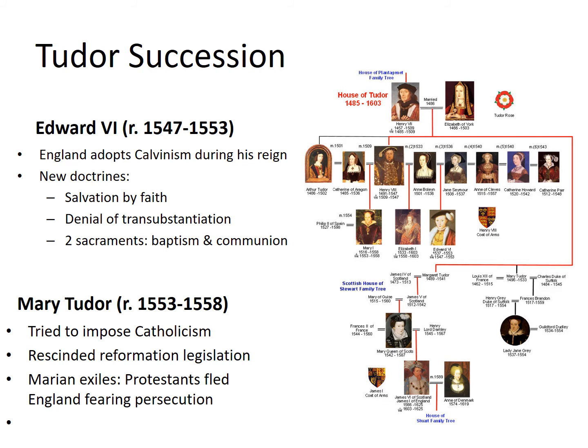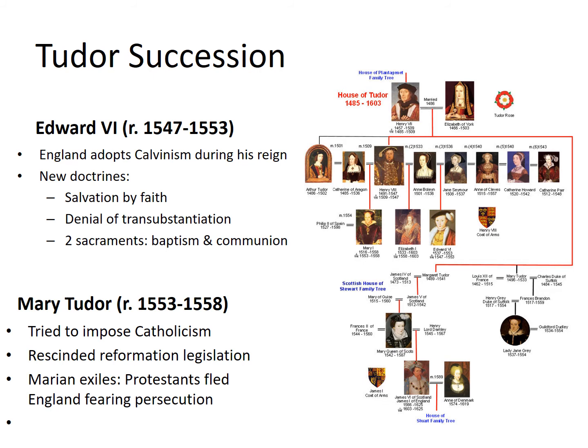She will try to reimpose Catholicism in England. She rescinded the Reformation legislation like the Act of Supremacy, etc. She starts to respond to the Protestants by killing them. They call her Bloody Mary because of that. Many Protestants will flee. They are called Marian exiles, fearing persecution. She marries the King of Spain.